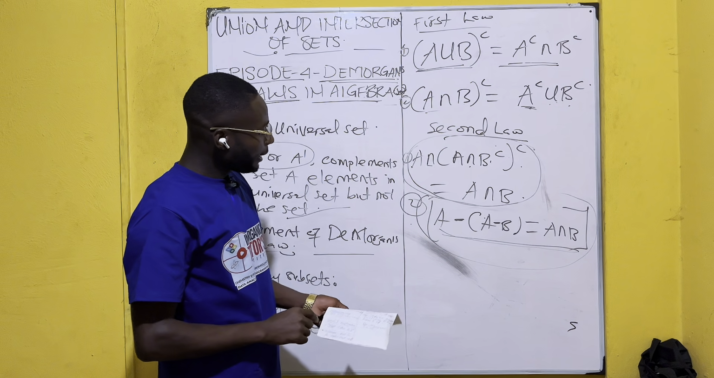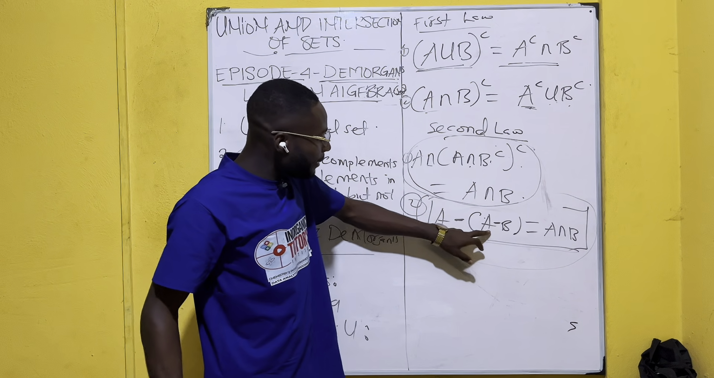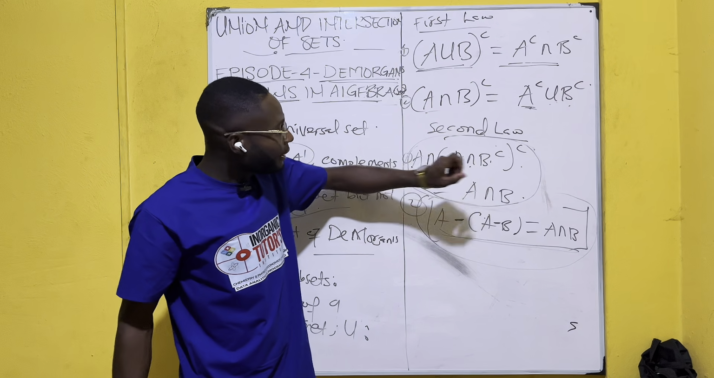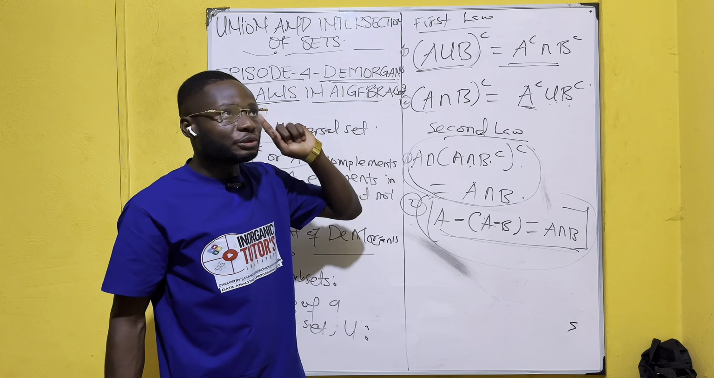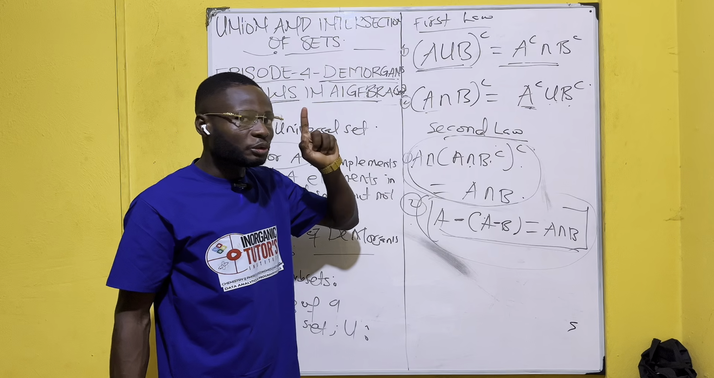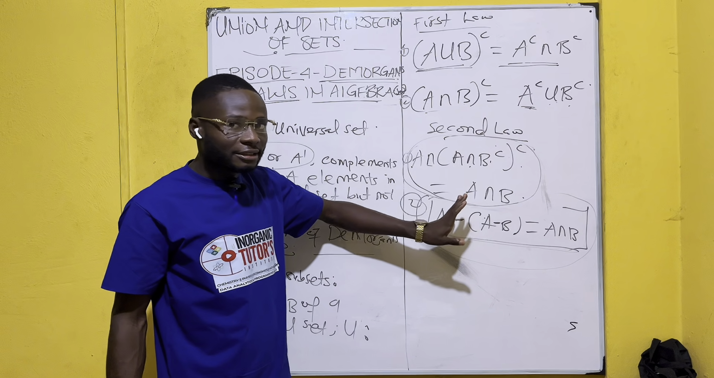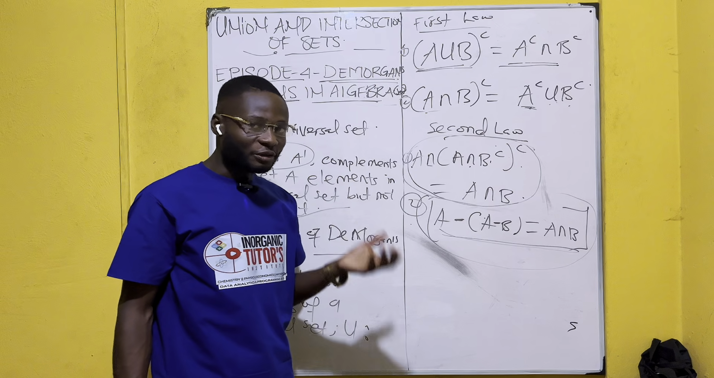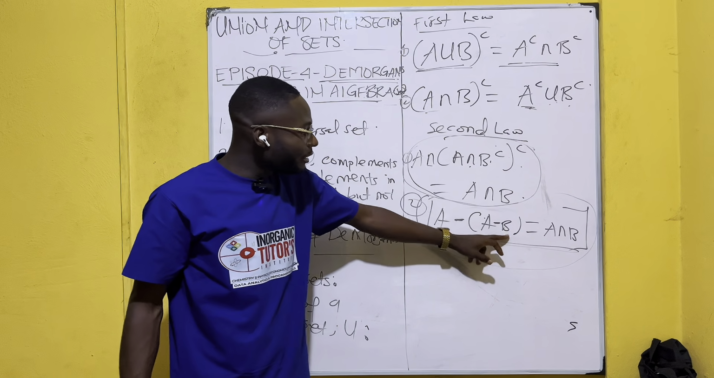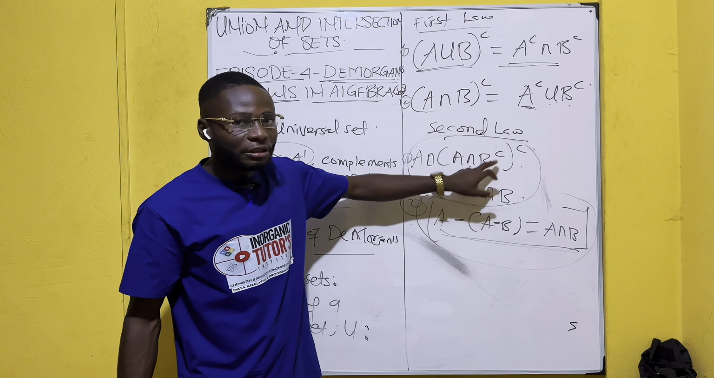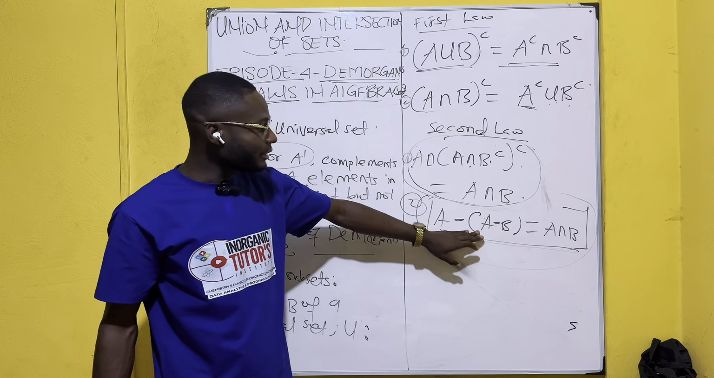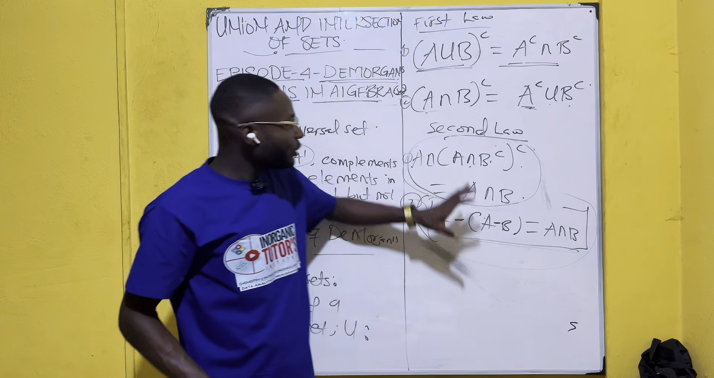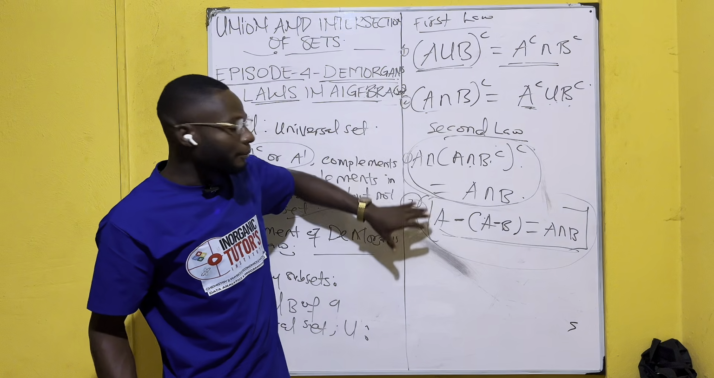Why? If you see, A minus B is the same as A intersection B complement. Remember in episode 2 or episode 3, we talked about all these things, right? So I believe you are cool with it. A minus B is the same as A intersection B complement. Great. So this is the same as A intersection B. So that is the second law, A and B.